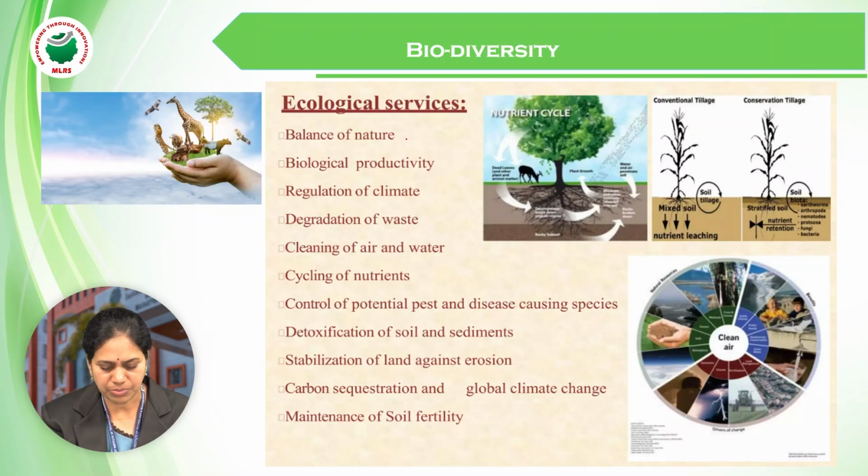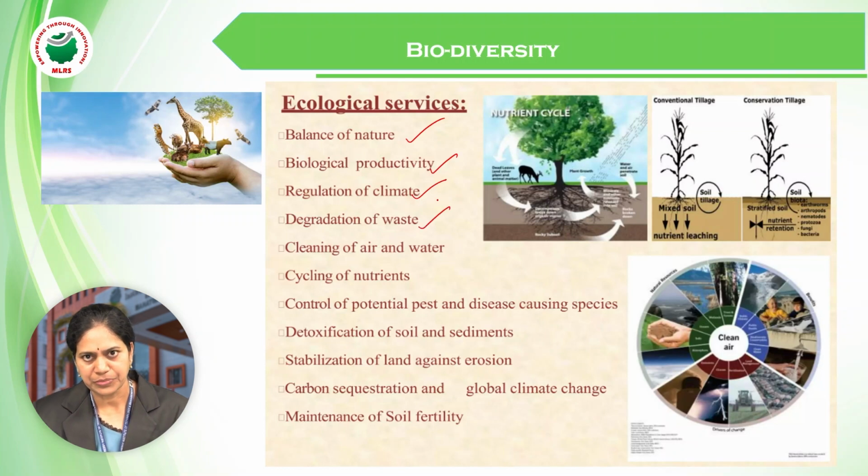So you can see there is a balance of nature and biological productivity, definitely regulation of climate, and degradation of waste. The microorganisms present in the soil are natural scavengers, so degradation is possible. Also cleaning of air and water, and cycling of nutrients. There are different cycles going on in the ecosystem, and these cycles are being regulated by biodiversity.